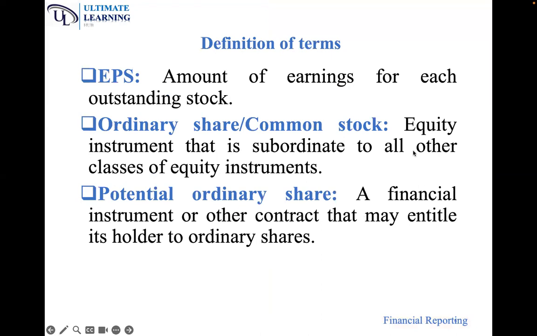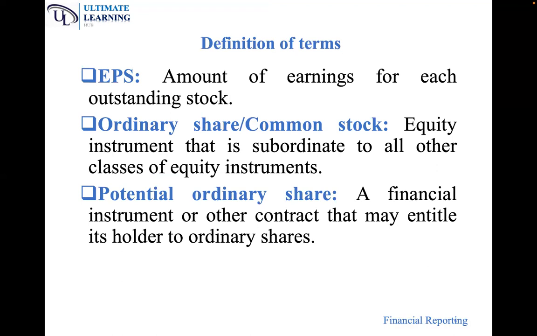And then we defined EPS as the amount of earnings for outstanding stock. That is profit attributable to ordinary shares divided by the weighted average number of ordinary shares. And then we defined ordinary shares as equity instruments that are subordinate to all other classes of equity instruments. That is, equity instruments that are paid last when we are paying dividends.